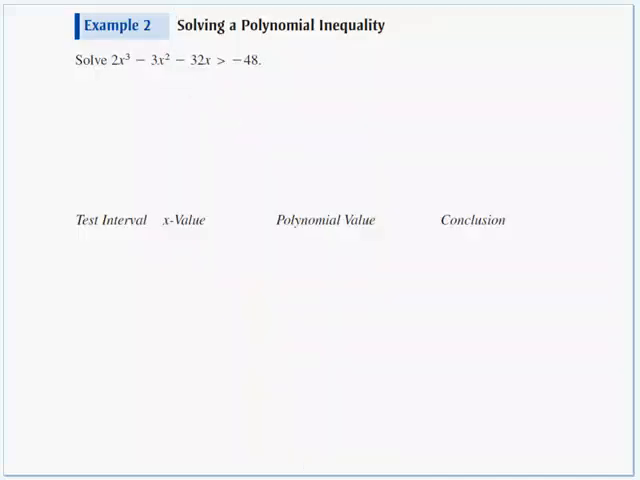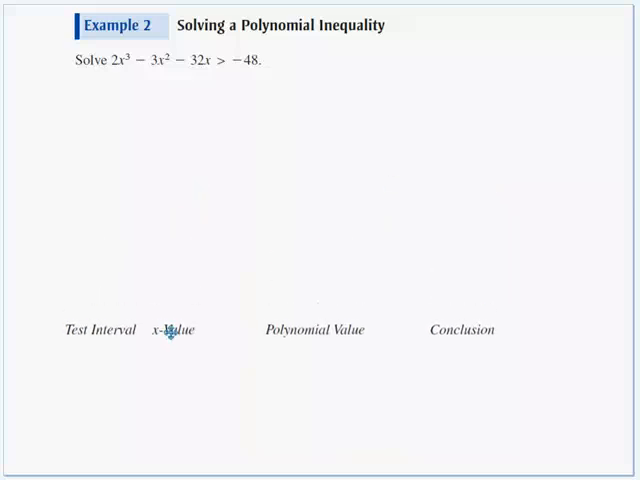Like here. Let's see what we got. And now it's not just a squared. It's a cubic. We got to the third power. Solve. 2x to the third minus 3x squared minus 32x is greater than negative 48.